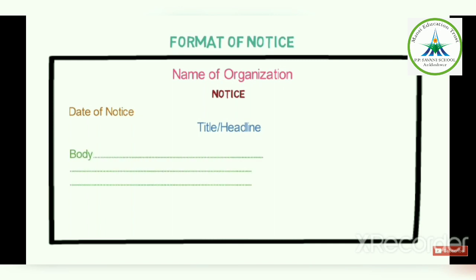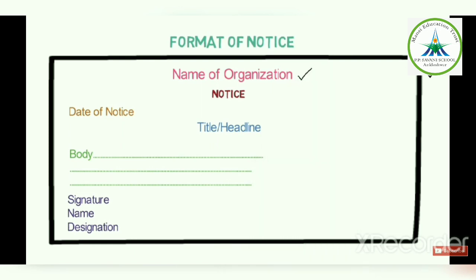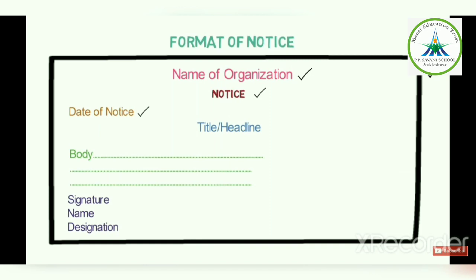Then in the middle, title and heading followed by the body. After that, on the left hand side, signature, name and the post of the person who is writing the notice. So first of all, we have to draw the box, name of the organization, then we have to write notice. That should be written in capital letters. On the left hand side, we have to write the date of the notice. Then in the middle, title and heading, followed by the body of the notice, which is very important. Then on the left hand side, signature, name and the post of the person.